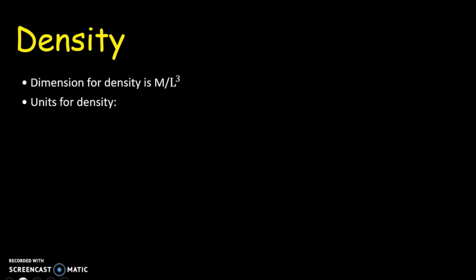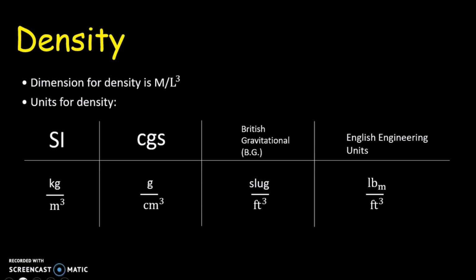The dimension for density is mass per cubic length, and these are the units for density in different unit systems. For SI, we have kilogram per cubic meter. For CGS, we have grams per cubic centimeter. For British gravitational, we have slug per cubic feet. And for English engineering units, we have pound mass per cubic feet.